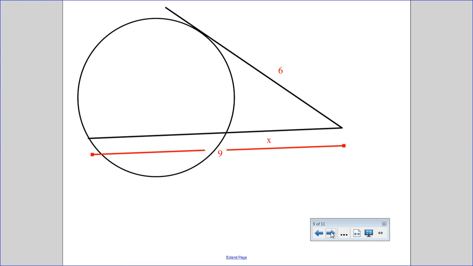Okay, so here where we have our tangent and our secant. All right, so this piece squared, so 6 squared equals piece times whole. So 9 is the whole, x. So 36 equals 9x, x equals 7.